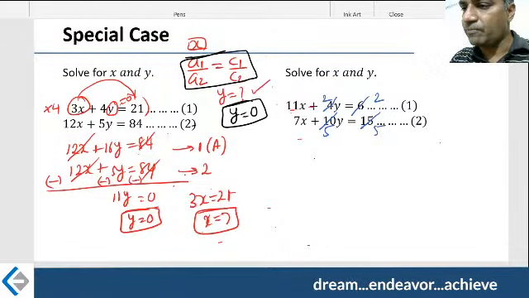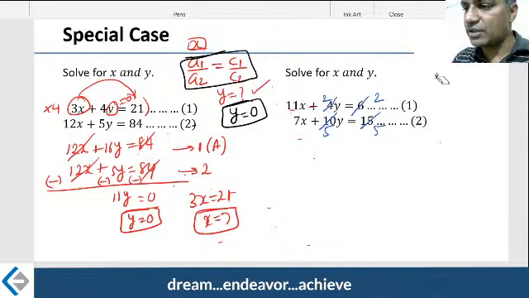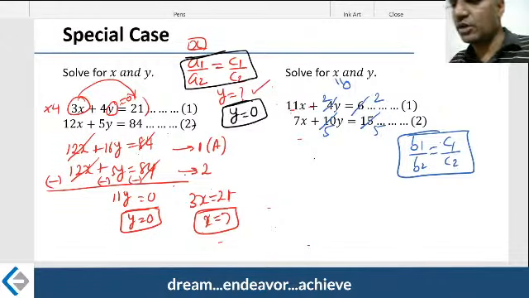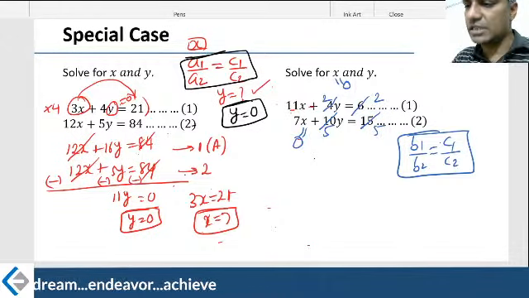So what is happening here? The ratio of coefficients of Y's are matching this time. That is B1 by B2 is also equal to C1 by C2. In that case, what will be 0? In that case, X is going to be 0. So therefore I don't have to solve for this. X is going to be 0.